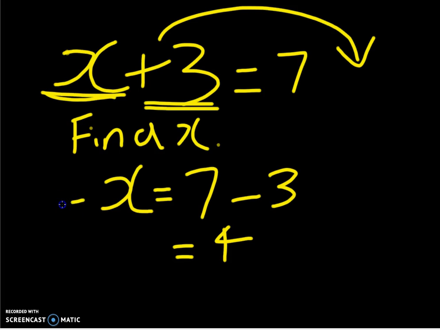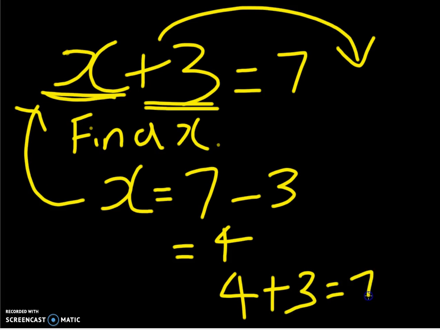Now we substitute this back inside the original equation. We get 4 plus 3. We get back 7, which is the same as this. That means our answer is correct. So we have just found out the value of this unknown expression, which is x. The value is 4, and when we substitute it back inside the original equation, we get that answer.